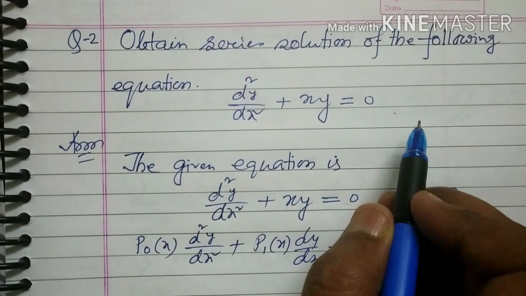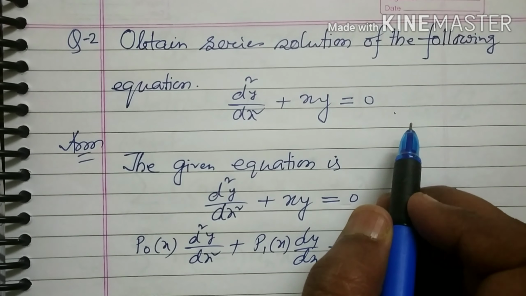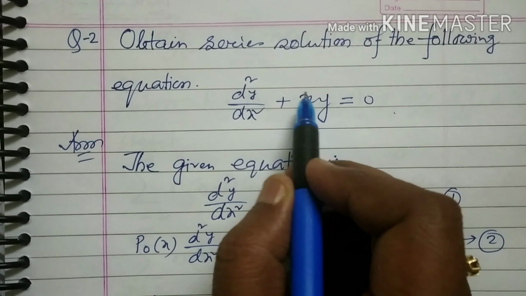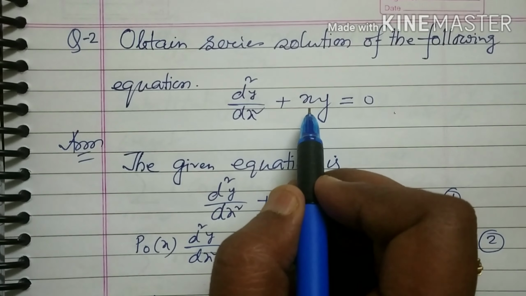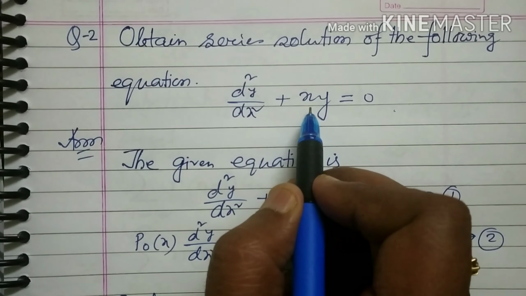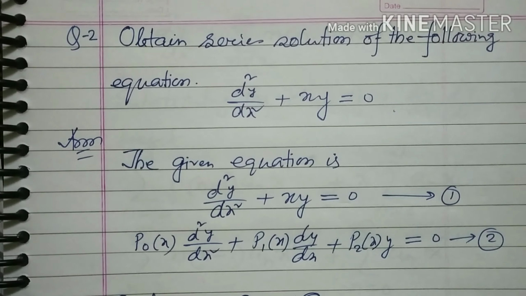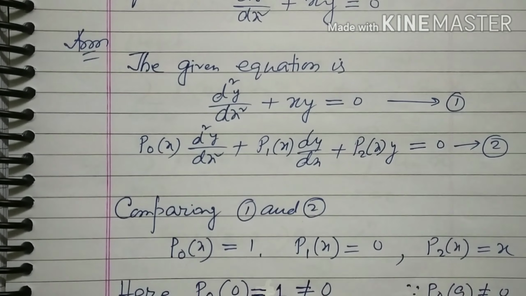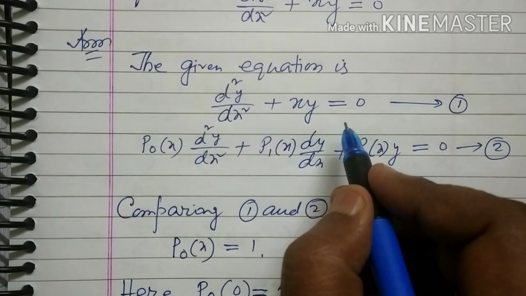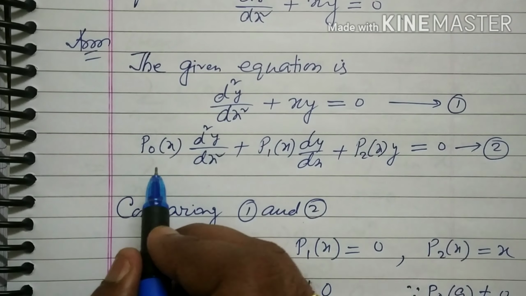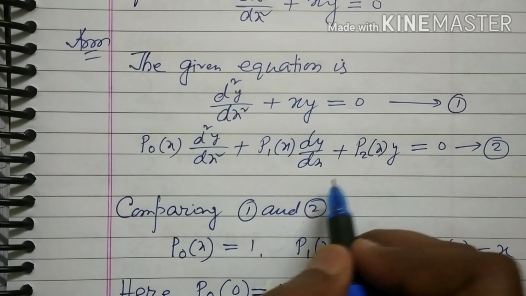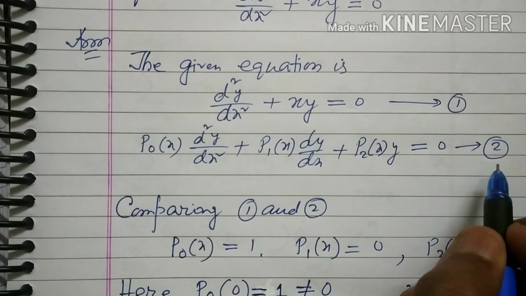If I compare with the previous video, you can see this x was replaced by 1, now you have x. Now try to understand, if I have x, how to tackle the situation. So first, the given differential equation is d2y/dx square plus xy is equal to 0, number 1. Next you write down the general form, p0(x) d2y/dx square plus p1(x) dy/dx plus p2(x) y is equal to 0. This is number 2.